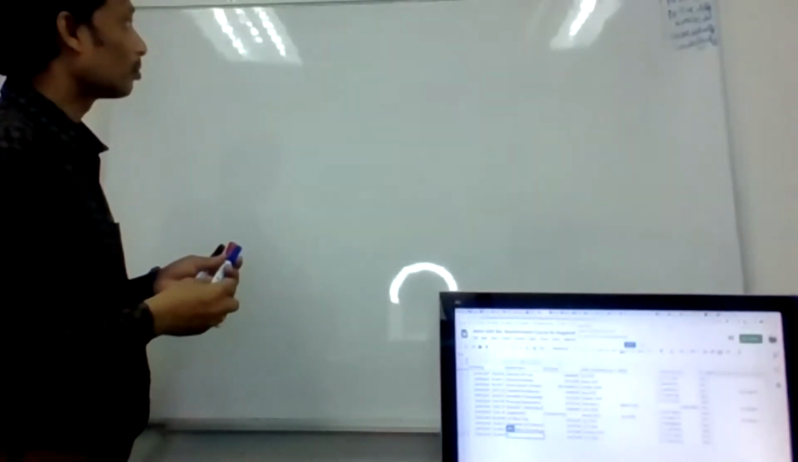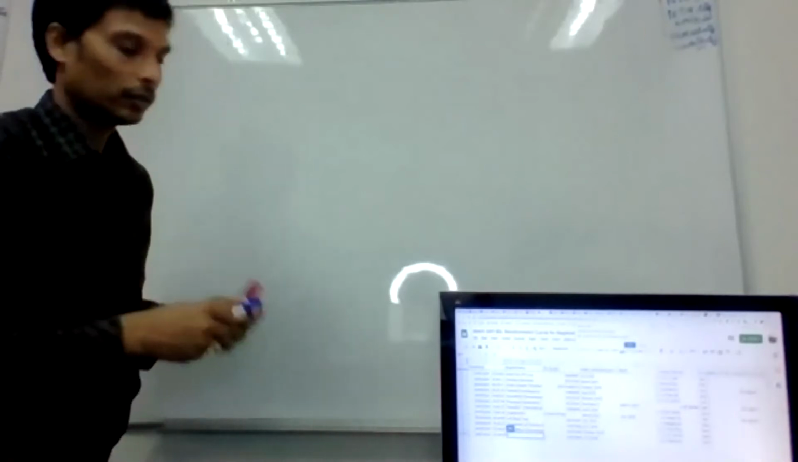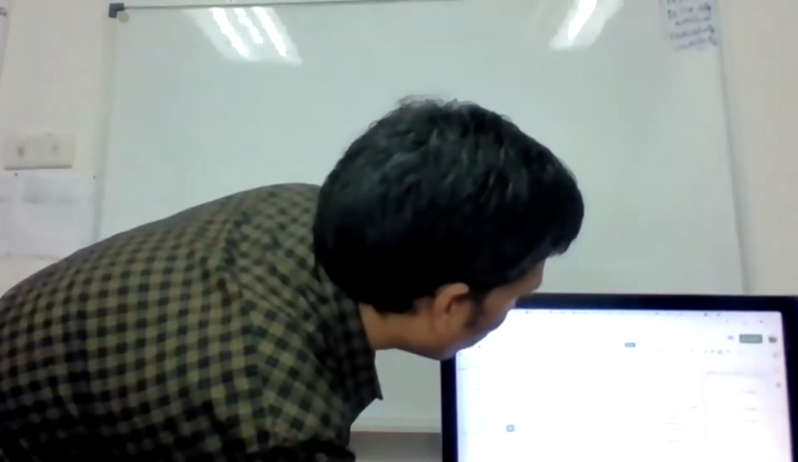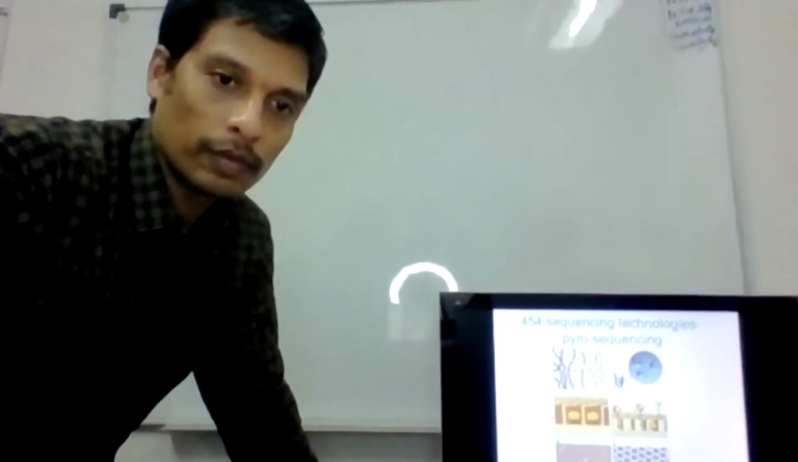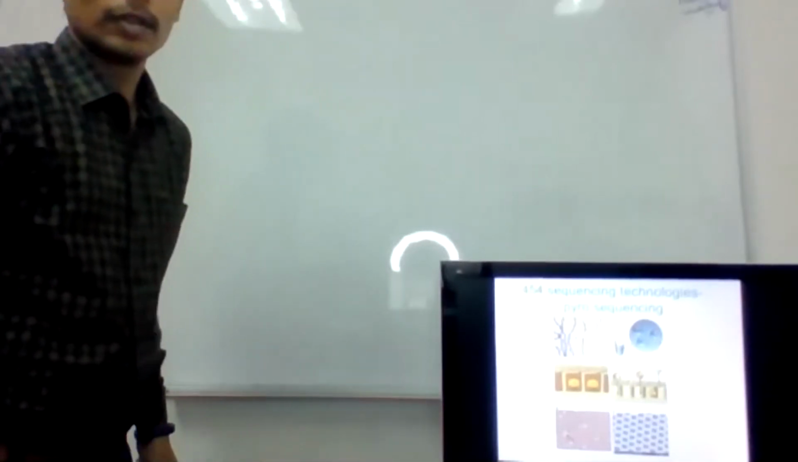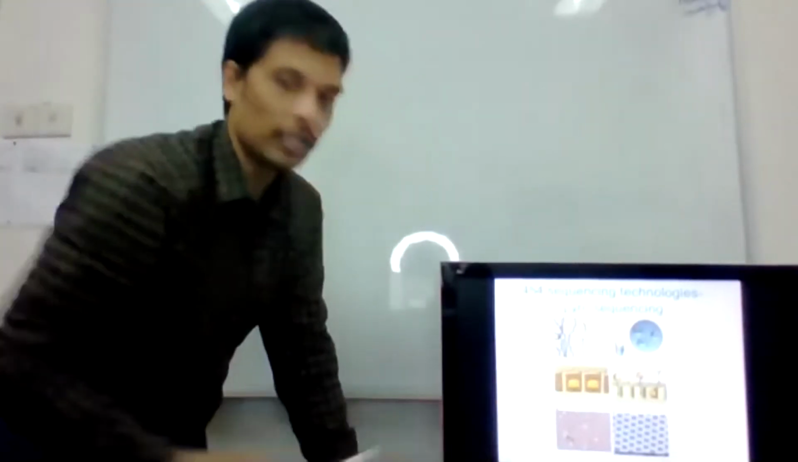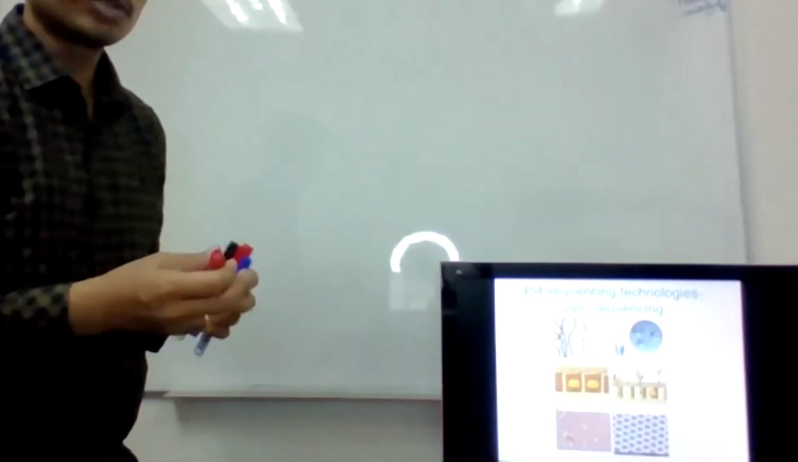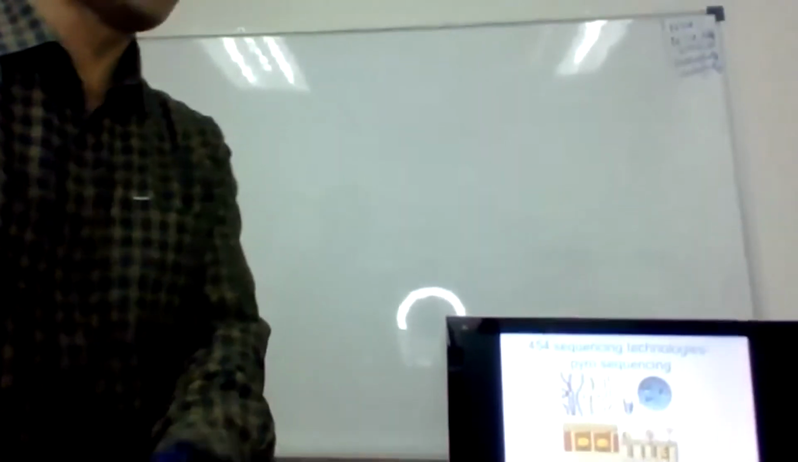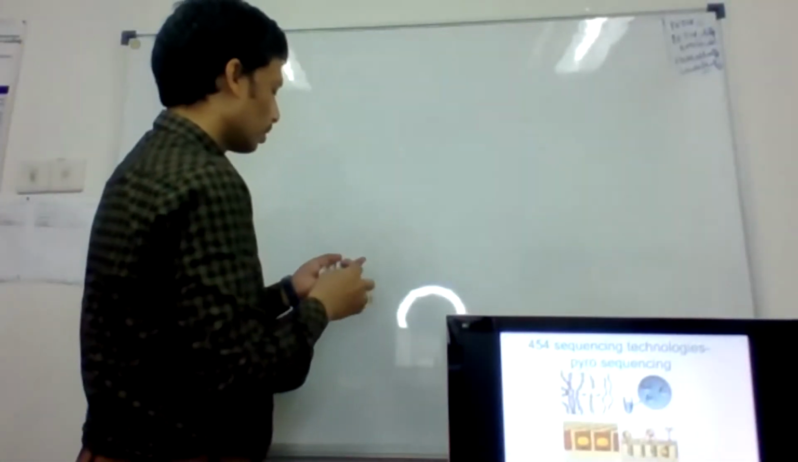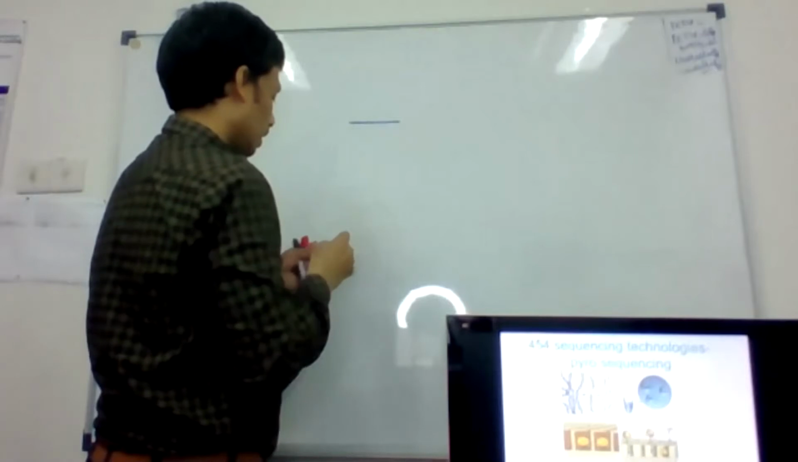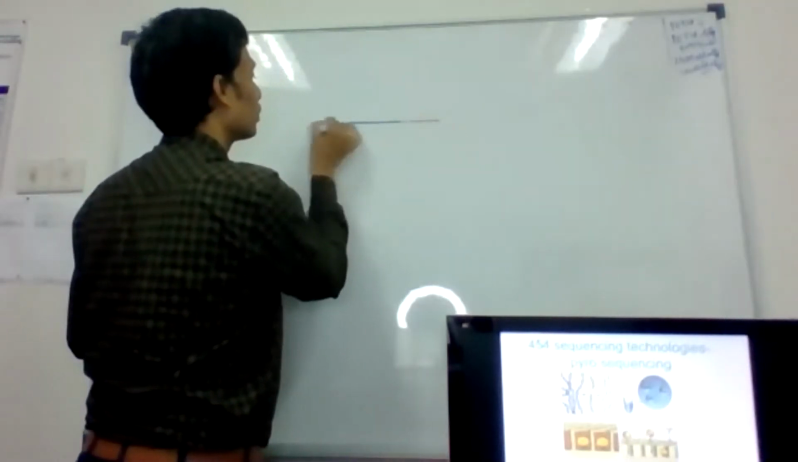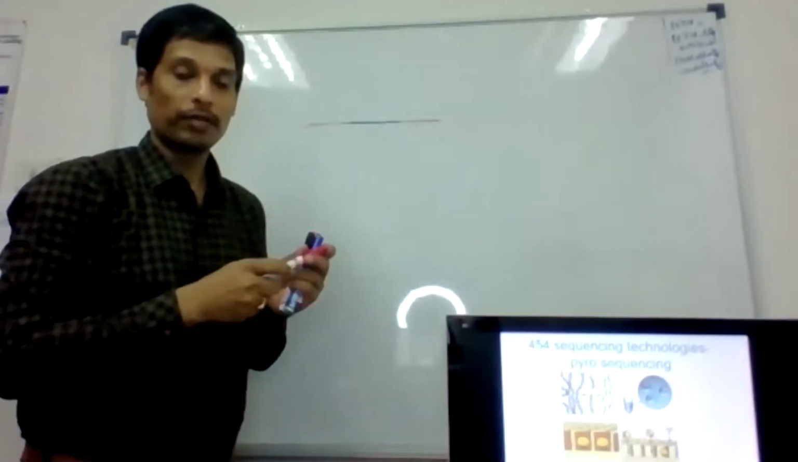The second step is the emulsified PCR. We are going to amplify those DNA fragments, which are around 300 base pairs and have the adapters. How do we amplify? Not a normal PCR.